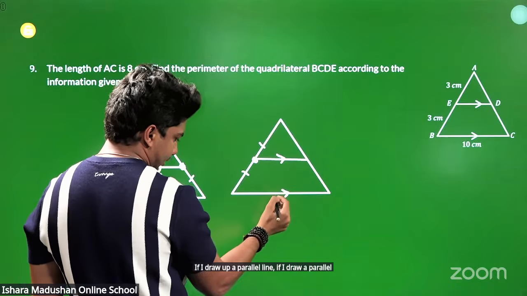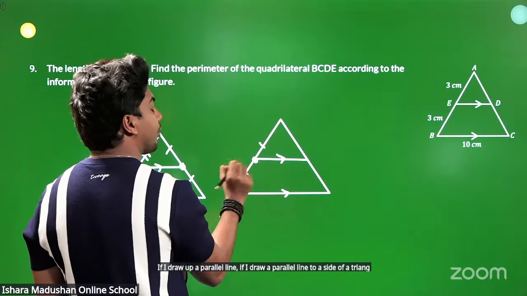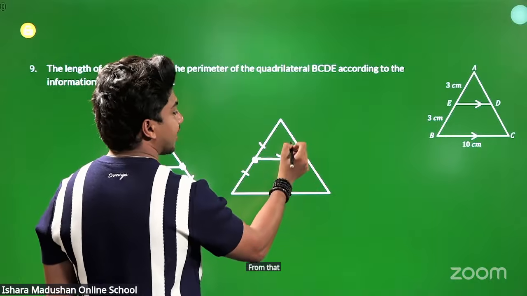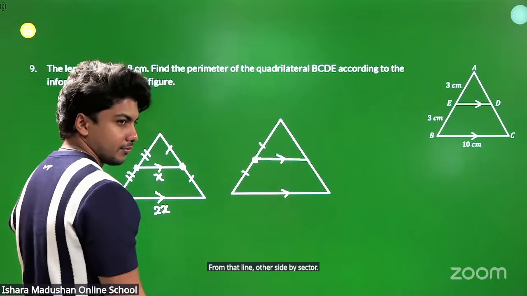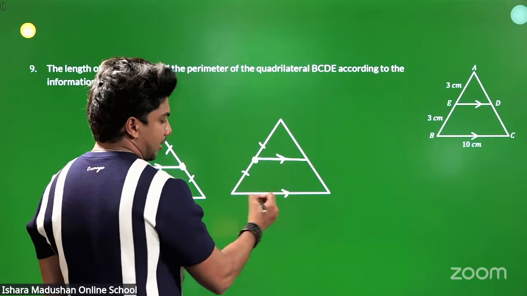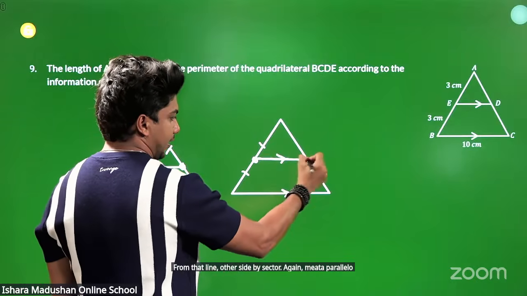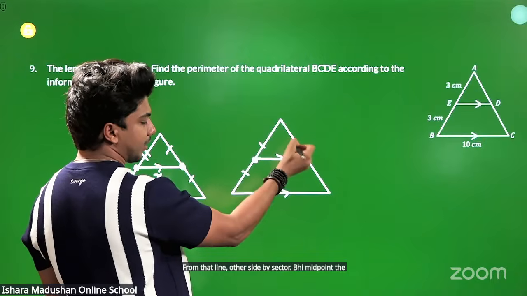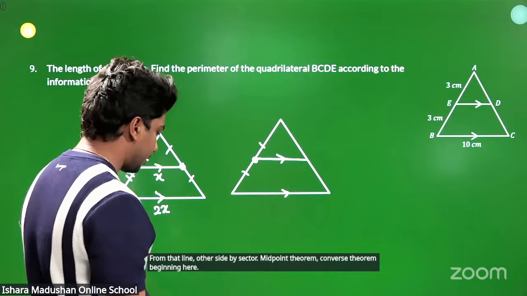to a side of a triangle through a midpoint of another side, that line bisects the other side. That is what the converse of the midpoint theorem says. Right?